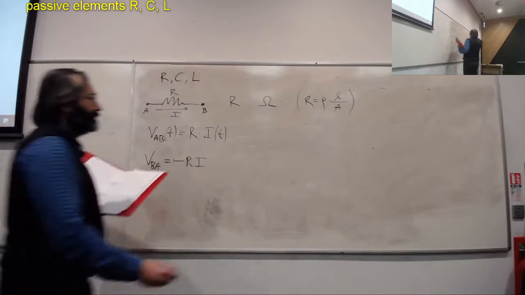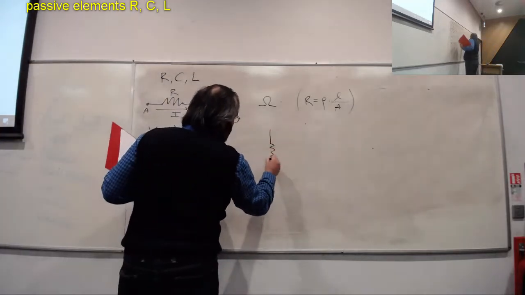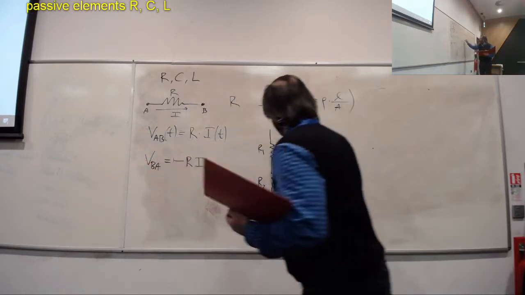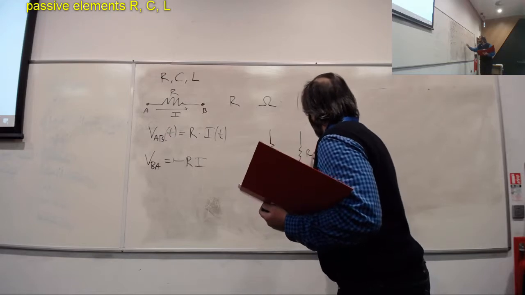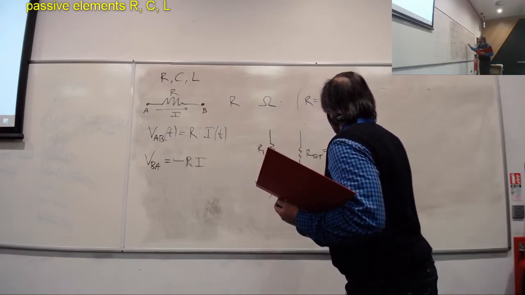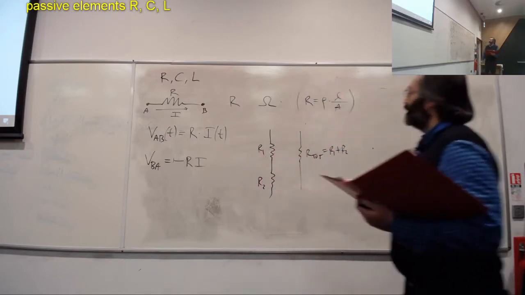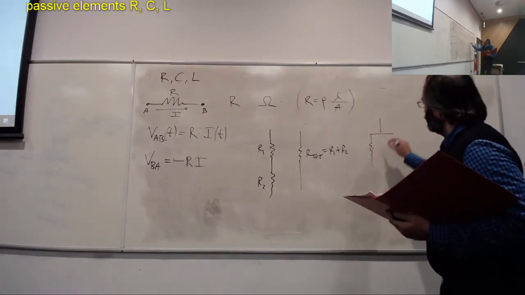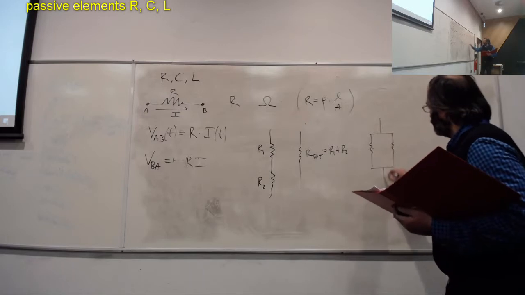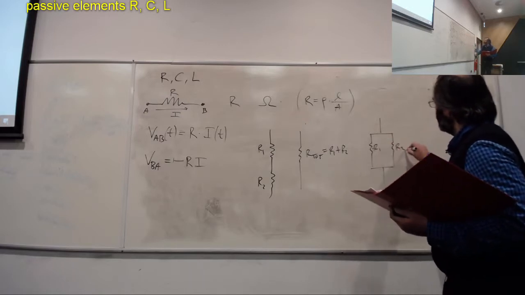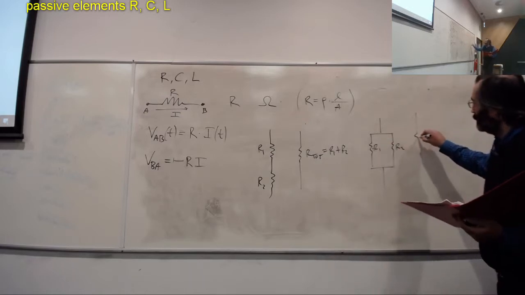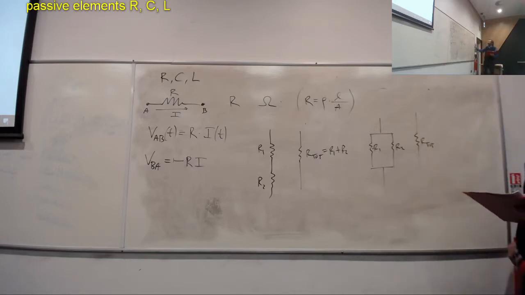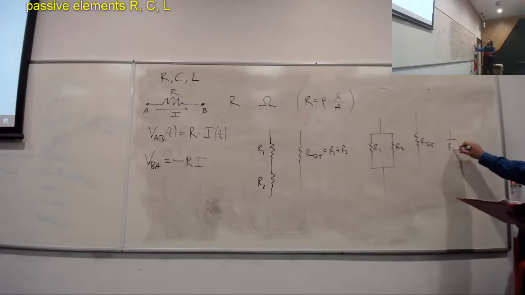At this point, what happens when we consider two resistors in series? We know that the total resistance is obviously the sum of the resistors. In parallel, this is equivalent to a total resistance that is given by this formula.